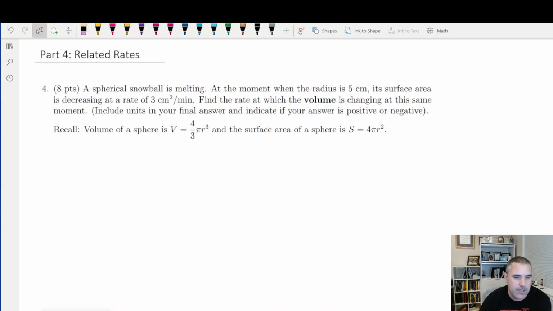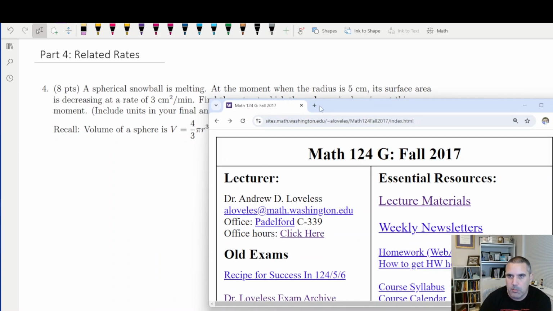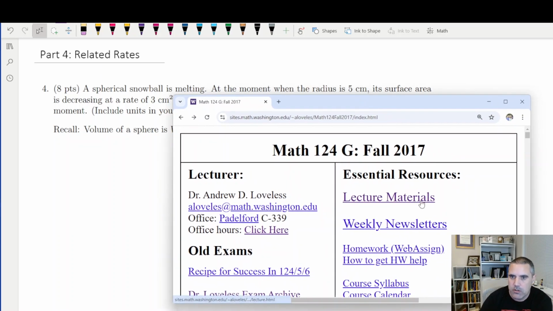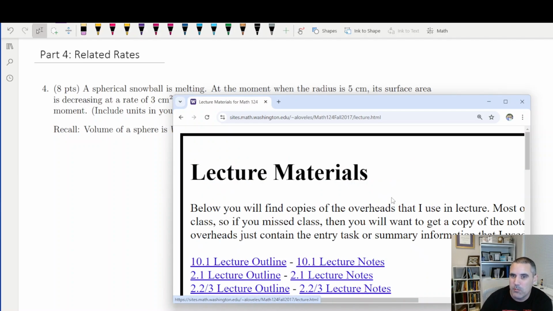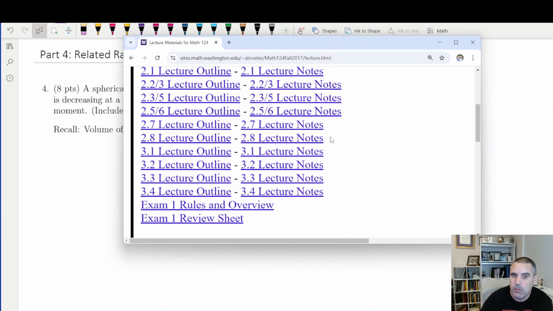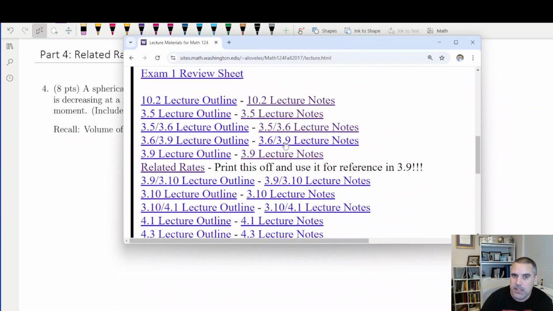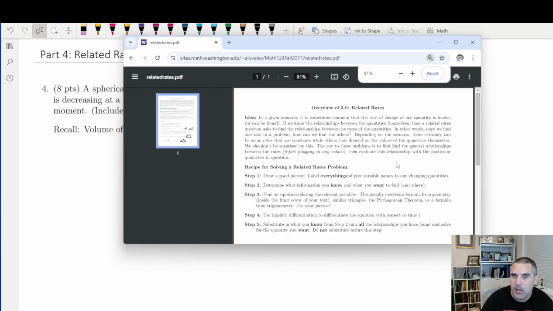Before I get into that, let me point to a couple of things. I do have review sheets on this, but if you really need a more thorough review, my lecture materials might be a way to go. In particular, this is section 3.9. I hand this out in class. This is my review on related rates.